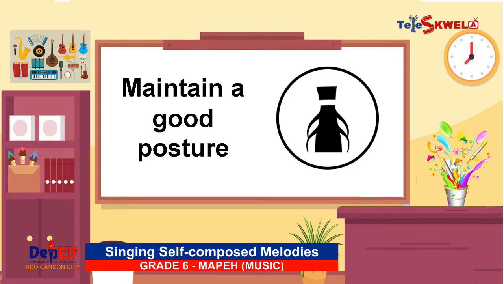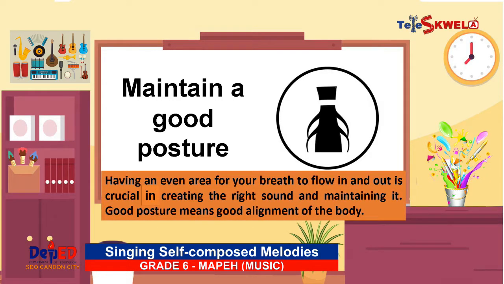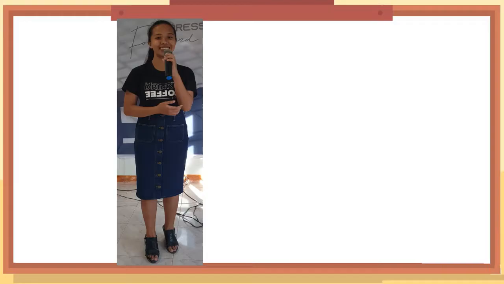Next one, maintain a good posture. Singing with the correct posture is one of the easiest ways to improve your singing voice. Having the right posture may not seem important, but it is. Having an even area for your breath to flow in and out is crucial in creating the right sound and maintaining it. Good posture means good alignment of the body. Observe the following.